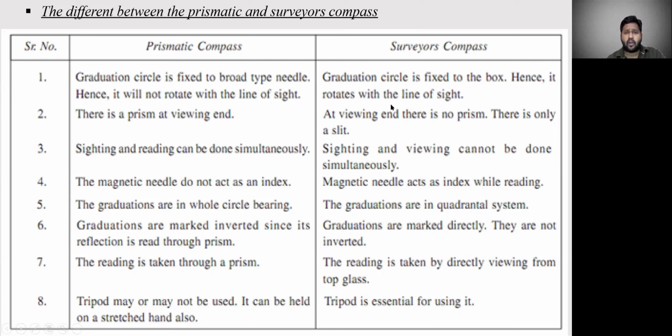So these are the differences between the prismatic compass and the surveyor compass. There are some other differences as well, but if you remember these eight points, it is enough to differentiate between the prismatic compass and the surveyor compass.